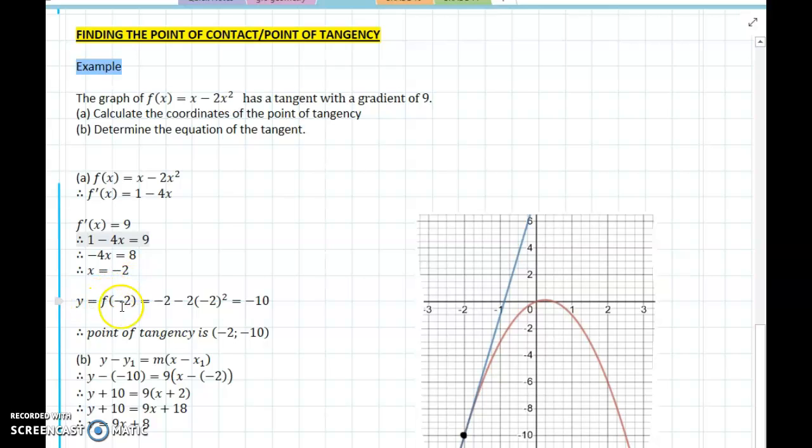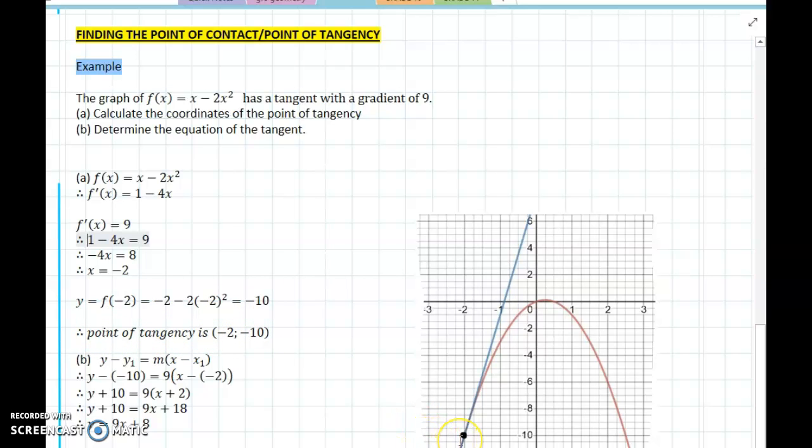We want the corresponding y value because we're looking for the coordinates of the point of tangency. So we've got x equal to minus 2, and we want the y value. This is y here, not this. This is the gradient. This is y. So substitute minus 2 in here. Put minus 2, subtract 2 times minus 2 squared there, and you get a value of negative 10. Negative 2 squared is 4, times minus 2 is minus 8. Negative 2 and minus 8 is negative 10. So therefore the point of tangency is (minus 2, minus 10).